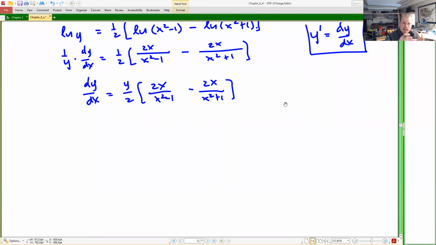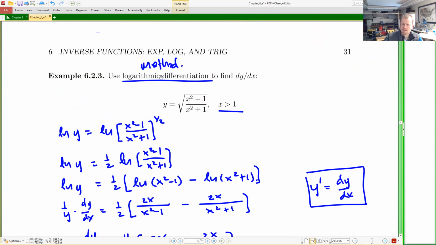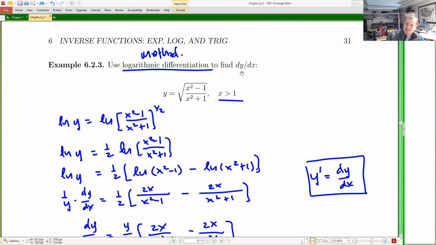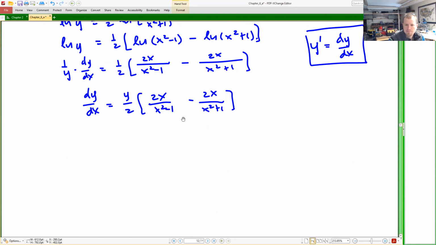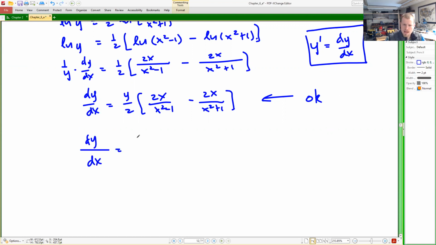Is that perfect? Is that absolutely everything? Are we good to go? You want to be really cautious. Read the instructions carefully. I don't think it says here that dy/dx has to be in terms of x. However, it is absolutely possible for us to do that. We have y equals this in terms of x, so we can replace y with exactly that. That would be a good idea. So this might be an okay answer. WebAssign, I'm not sure. It probably is going to have instructions for you. But when it's a case like this one where it's very easy for us to write it in terms of x, we should do that.